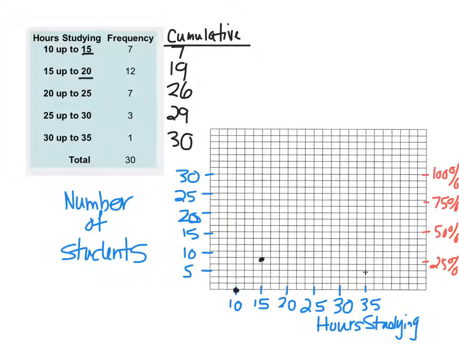Our next one will be 20 and 19, right around here. Our next one will be 25 and 26, should be right around here. And my second to final, for 30, will be 29. And then for 35, it will be my 30. And then we're going to connect those dots, and that'll give us an increasing line, and that is our cumulative frequency polygon for a less than option.